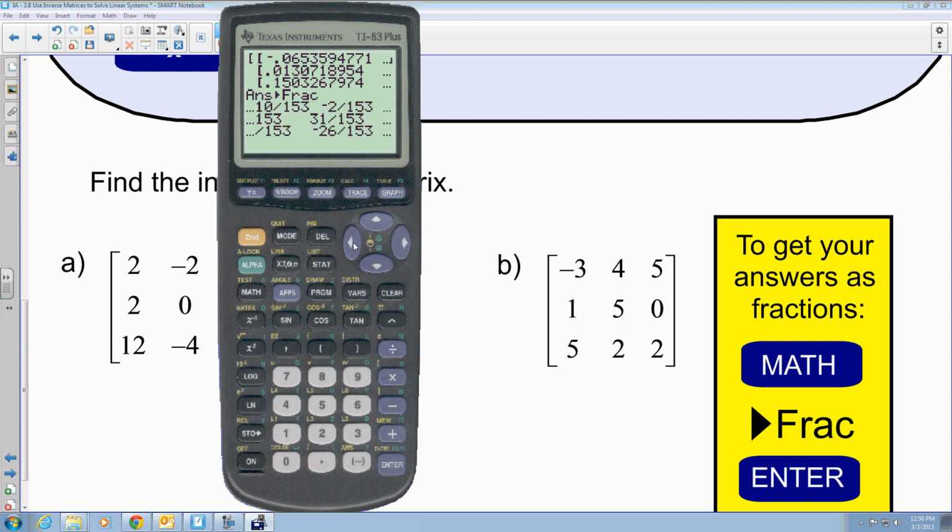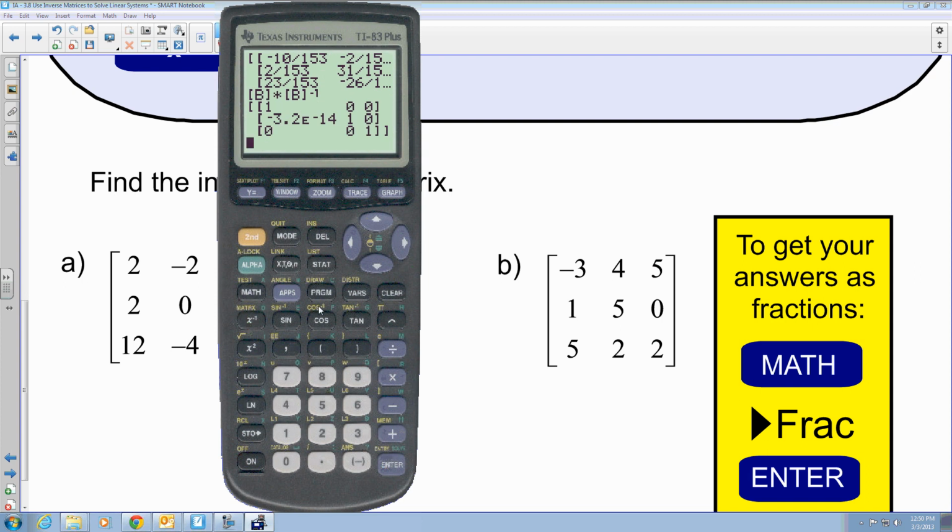And then let's double check to make sure that this is correct. So I'm going to go to matrix. Let's go to B. And then let's multiply it by the inverse. So let's go back to matrix. Let's go B. And then click on its inverse.